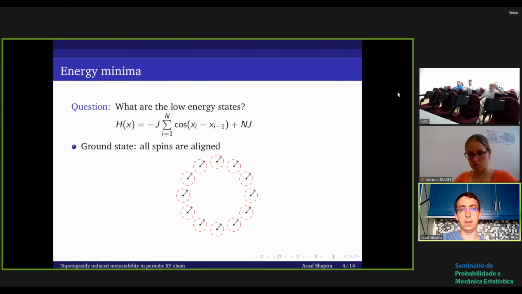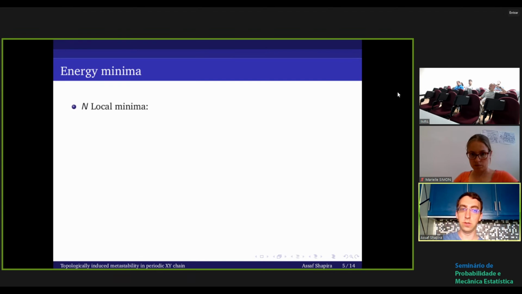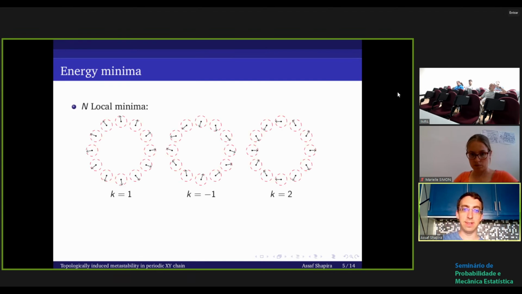Okay, I write ground state. I should have written the manifold of ground states, but we'll ignore this point. It doesn't really matter. So the ground state, the minimal energy state, is when all spins are aligned. But there are other local minima where the energy is also small, even though it's not minimal. And we have n local minima. You could see 3 of them here.